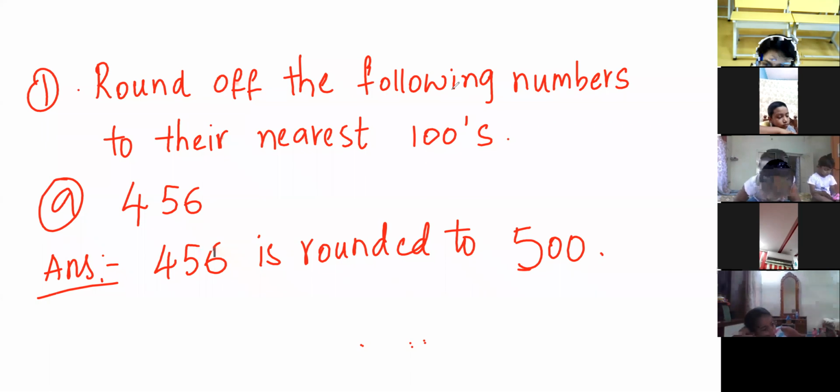Others also get ready to answer the questions. Okay, I'm going to ask you some questions. You people must be ready to answer me. Okay, 456 is rounded to 500. Now let me take a 4-digit number and let us round it off to its nearest hundreds again.